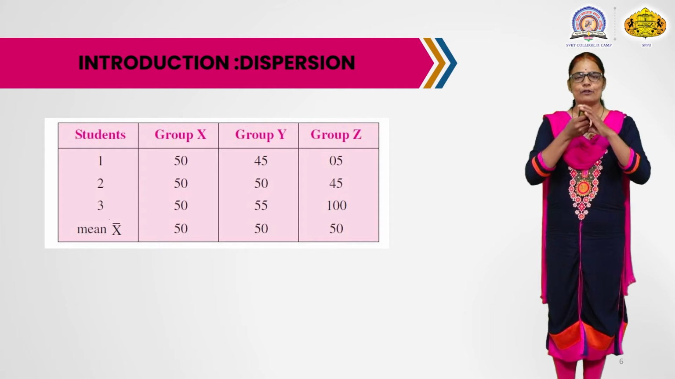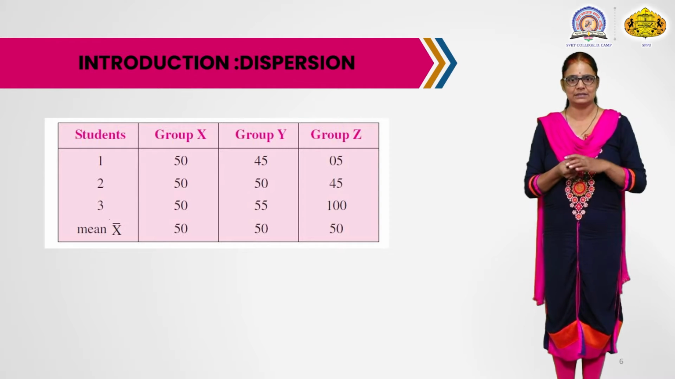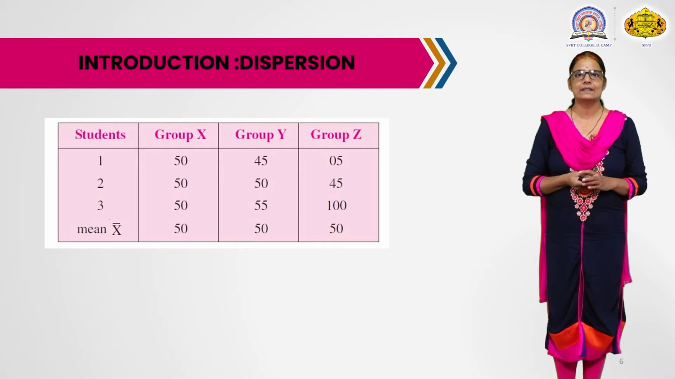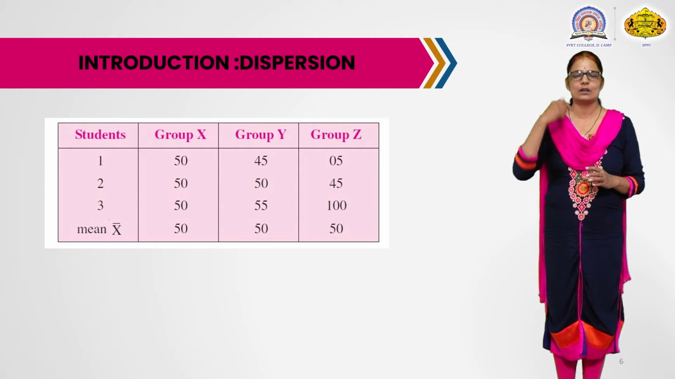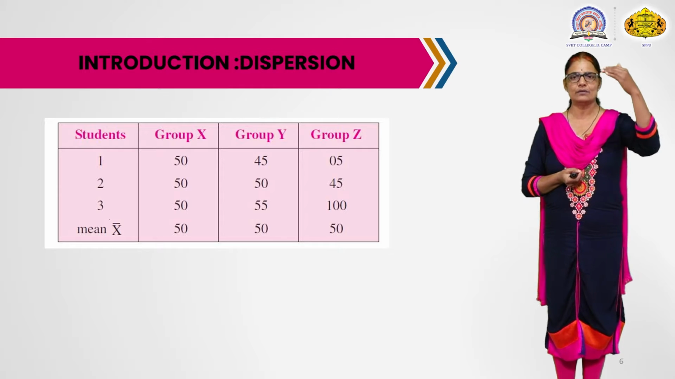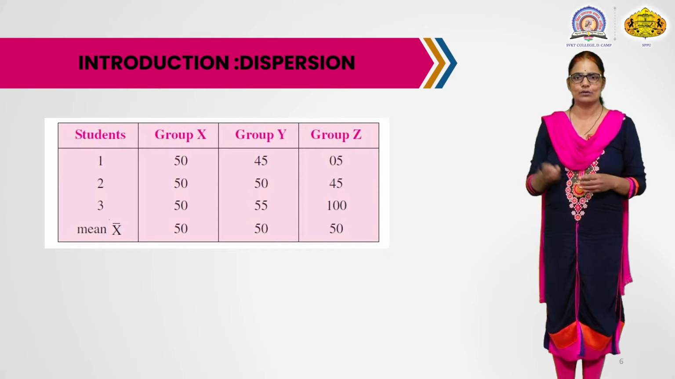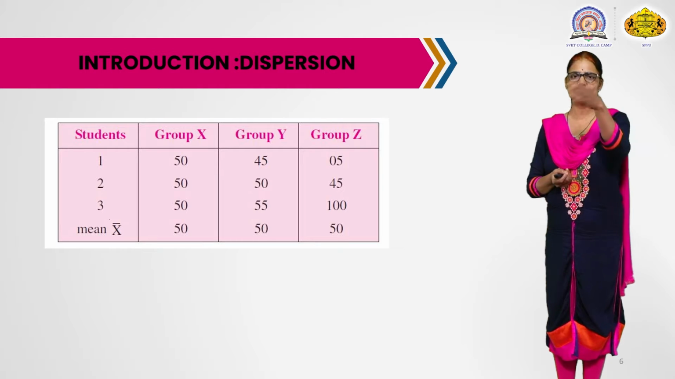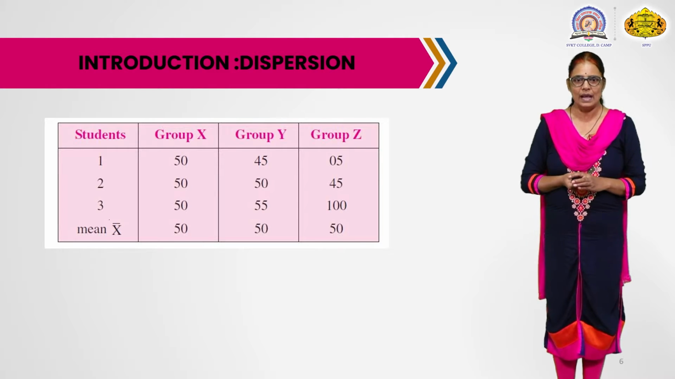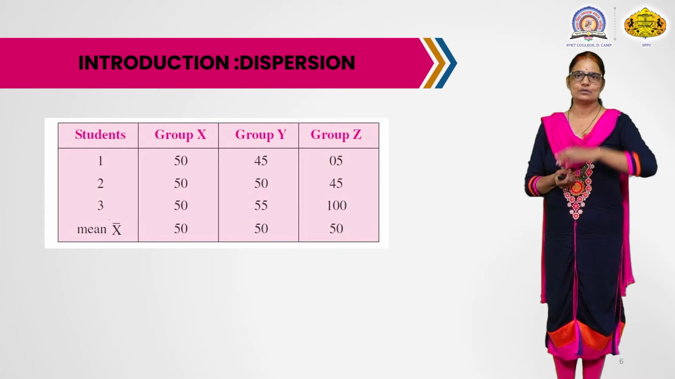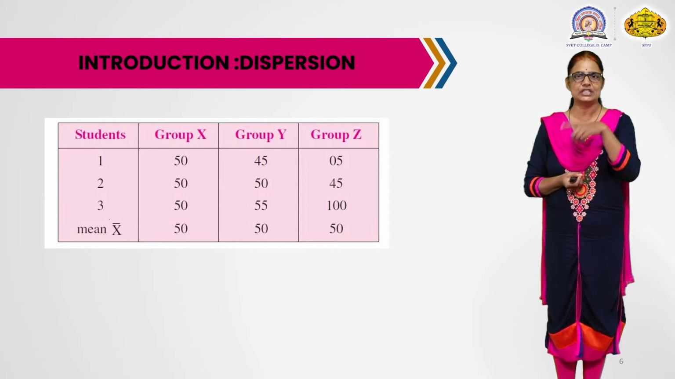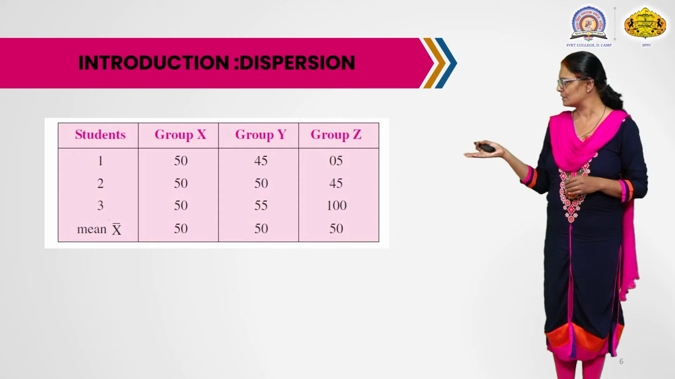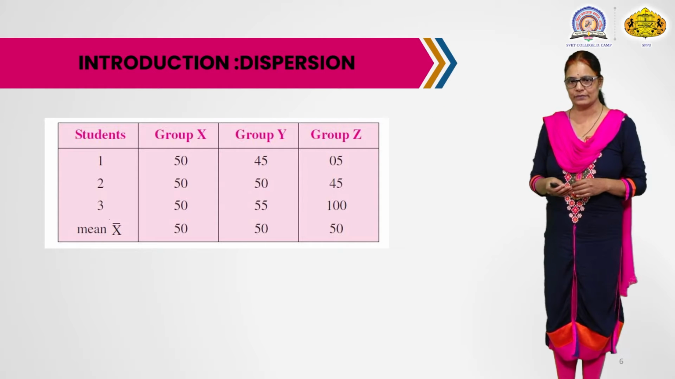Now for that we will see one example. See the table: the first column is the number of students 1, 2, 3, and there are 3 groups, group X, group Y and group Z, and we are given the marks. Also at the last row we are given the mean of each group. The mean of the first group is 50, the mean of the second group is also 50, and the third group is also 50.